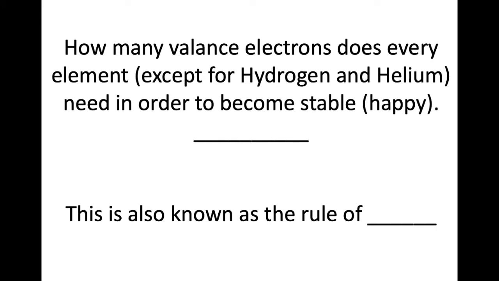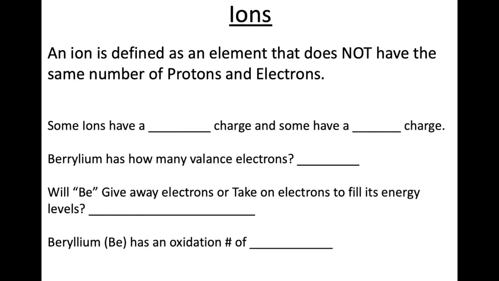So how many valence electrons does every element, except for hydrogen and helium, need in order to become stable? And by stable, I mean happy. And that is 8. This is known as the rule of 8 because all the valence electrons we need to completely fulfill an atom must be 8.